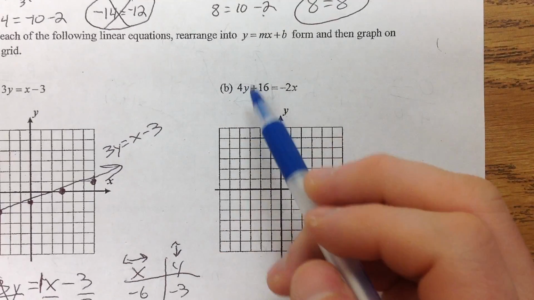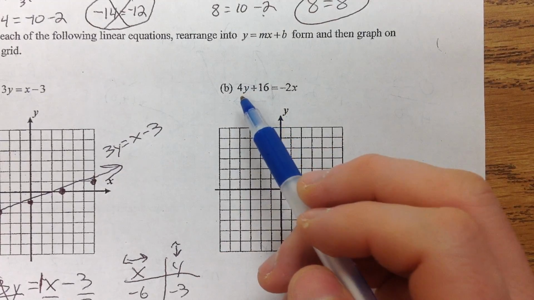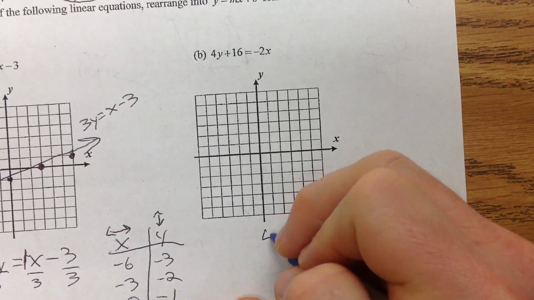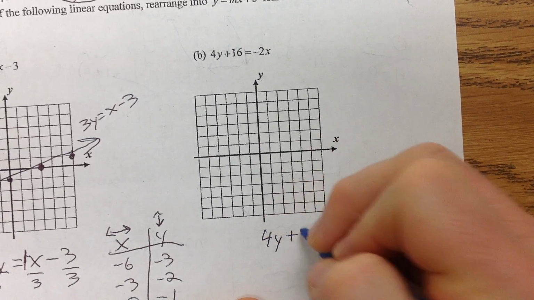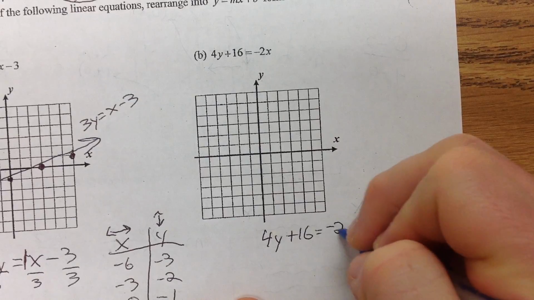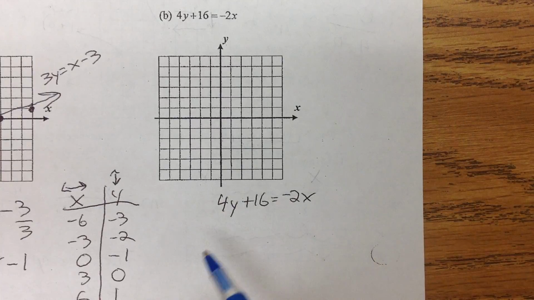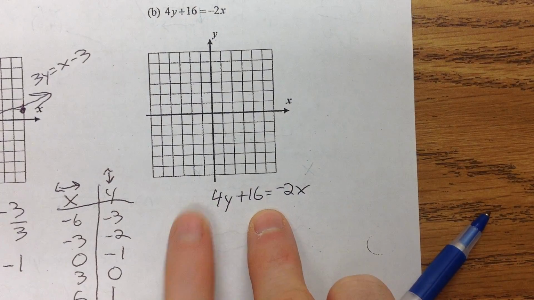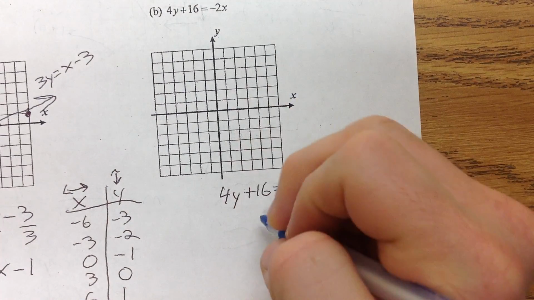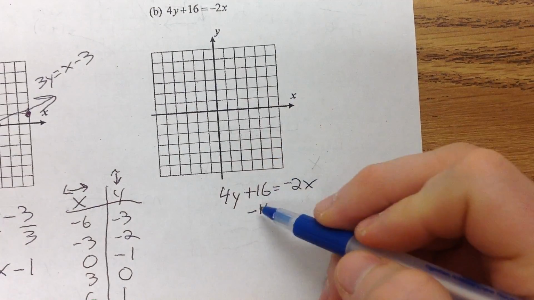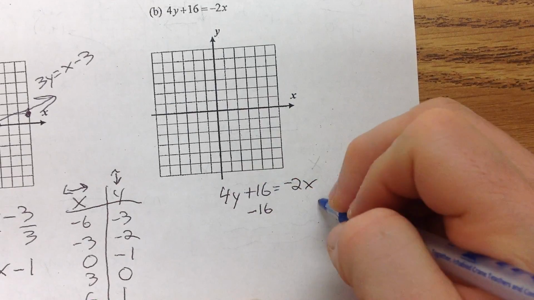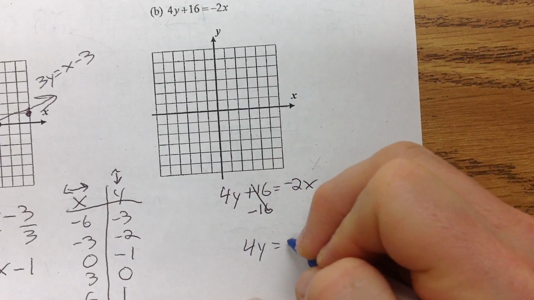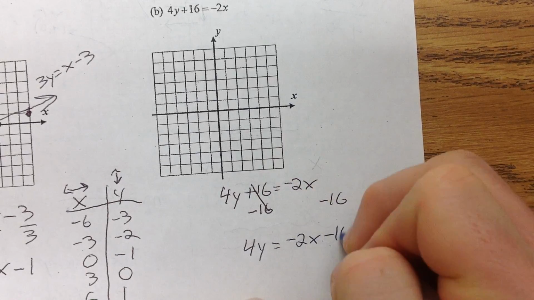All right, here's question B. 4y plus 16 equals -2x. So I'm trying to get the y by itself, which means I need to get rid of the 16. And I need to get rid of the 4. So I'm going to start by subtracting 16 from both sides. These will cancel out. I get 4y equals -2x minus 16.